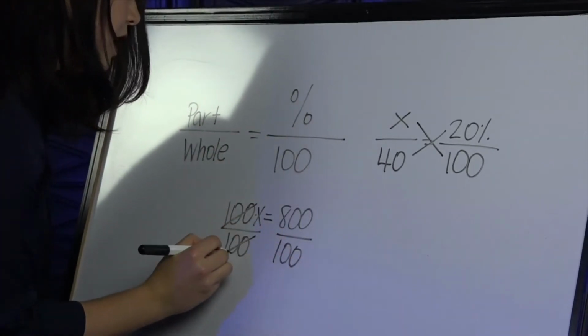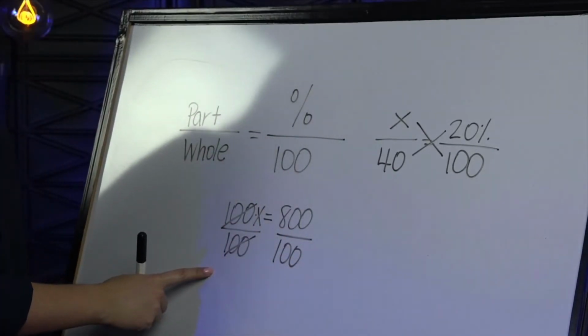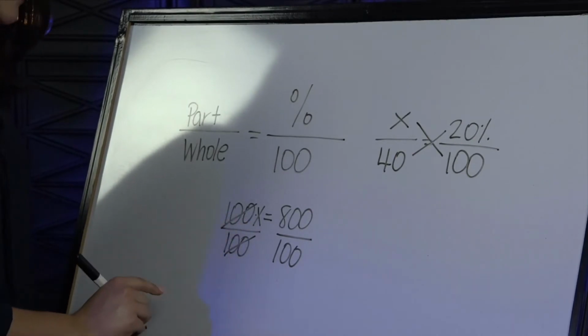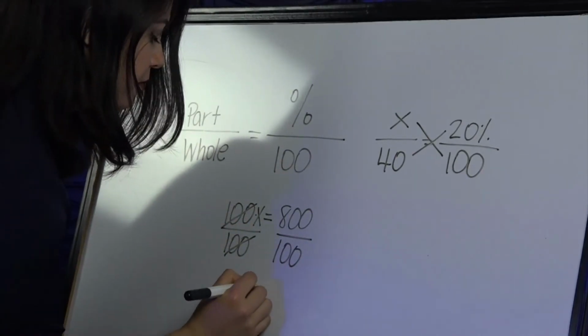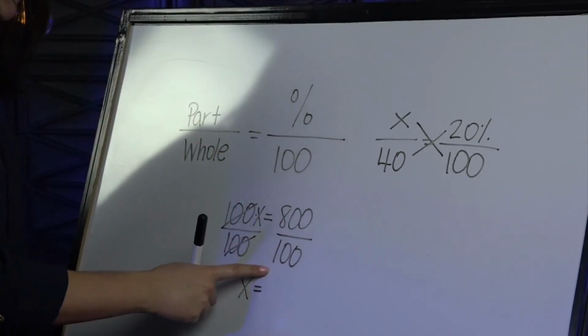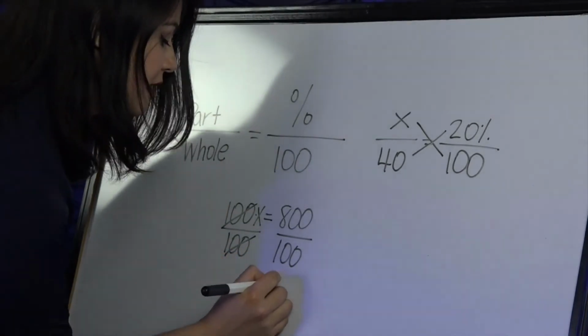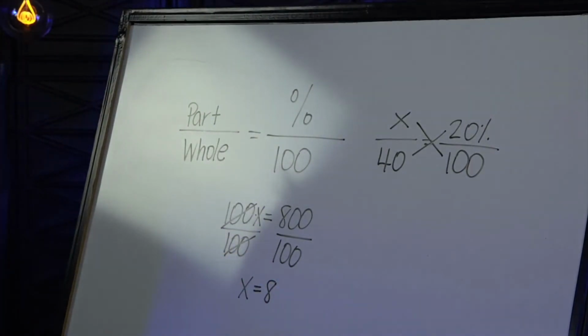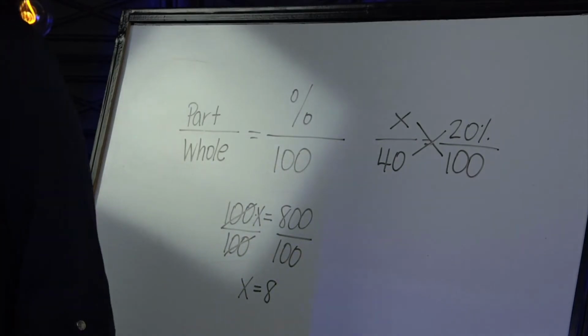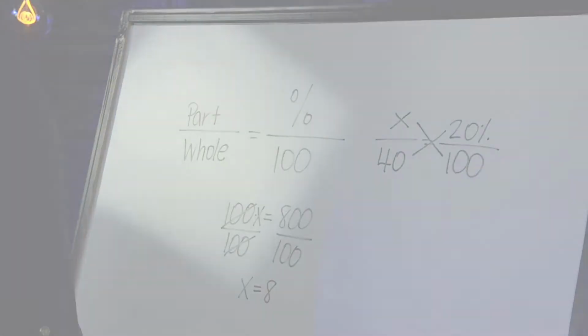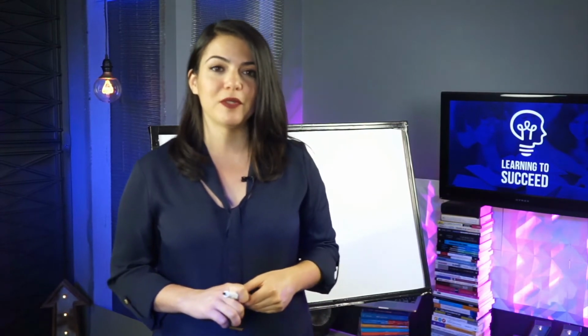So this cancels out because 100 divided by 100 is 1, so we're left with just x. And 800 divided by 100 is 8. So now we know that 20% of 40 is 8. Let's look at other ways we can use this equation to solve percent word problems.